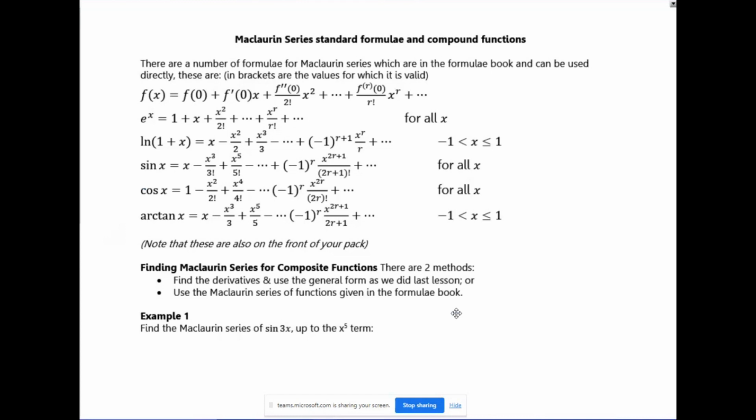if you'd had f of x is ln x, you can't evaluate it at 0. Okay, so ln of 0 is undefined. So that's why we do ln 1 plus x instead. You can get a series expansion for ln x just using a different method. We'll just stick with ln 1 plus x.